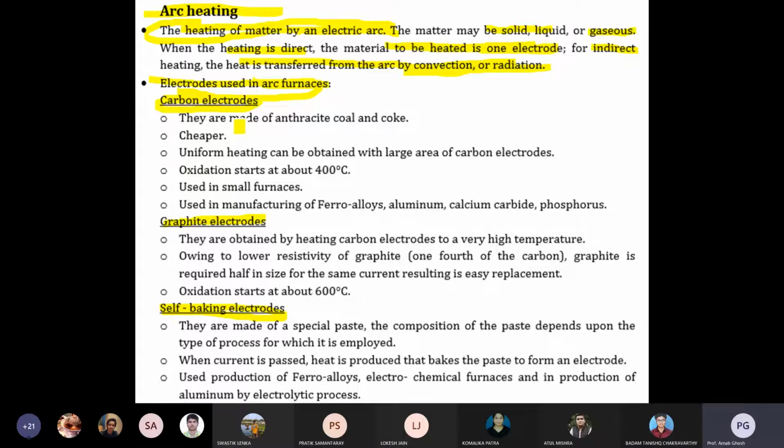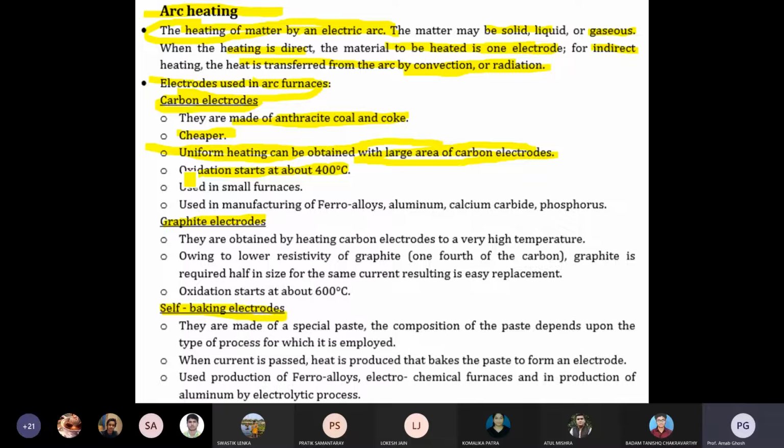The first one is the carbon electrode. They are made of anthracite coal or coke, prepared in that manner. They are quite cheap in nature. Uniform heating can be obtained with a large area of carbon electrodes. Oxidation starts at about 400 degrees centigrade.